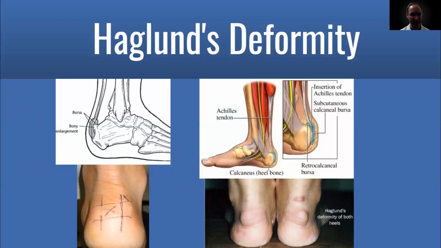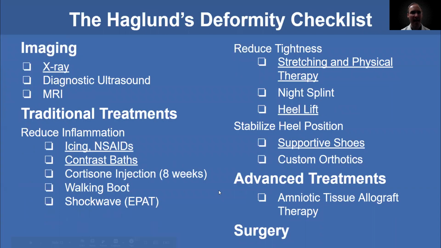Haglund's deformity. That's a big bump on the back of the heel. You can see here, sometimes there can be a bursal sac. There are different areas, and it rubs on the back of the heel. How do you treat the Haglund's?